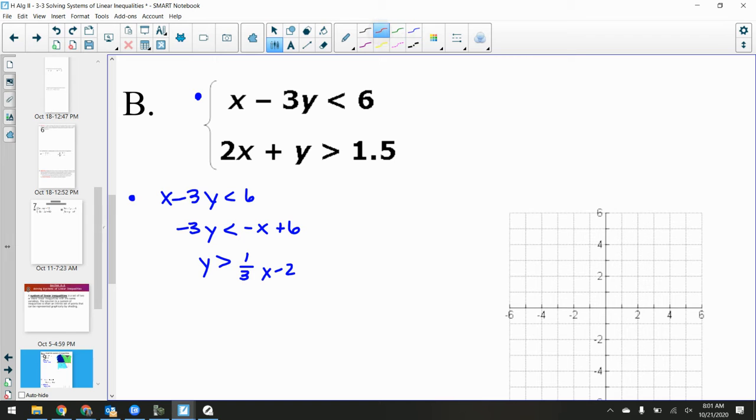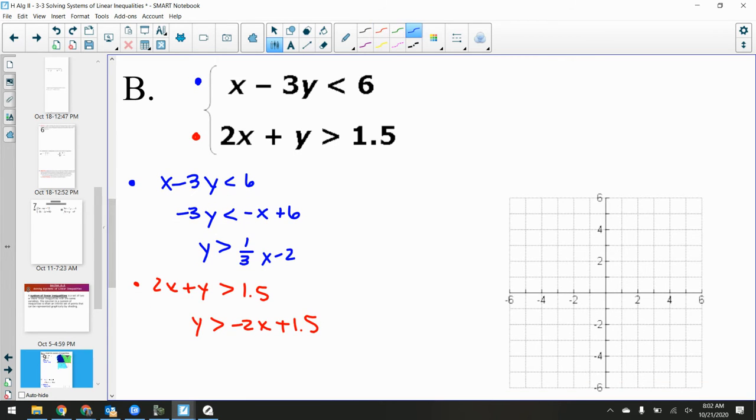Let's keep solving inequalities here. I'll graph in a second. Here's my red one. 2x plus y is greater than 1.5. This one's nice and easy. Just subtract over the 2x. Negative 2x plus 1.5. So now these are both in slope-intercept form. Let's go ahead and graph.